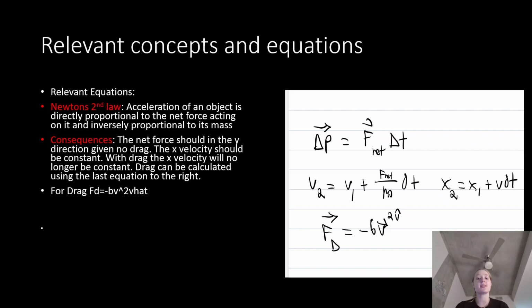The consequence of this is that with no drag, the net force in the y direction should be just weight, and the x velocity should be constant. With drag, the x velocity will no longer be constant and the y velocity will be negatively affected as you no longer have just the force of weight acting upon it, but the force of drag acting in the opposite direction. Drag can be calculated using the equation at the bottom right.